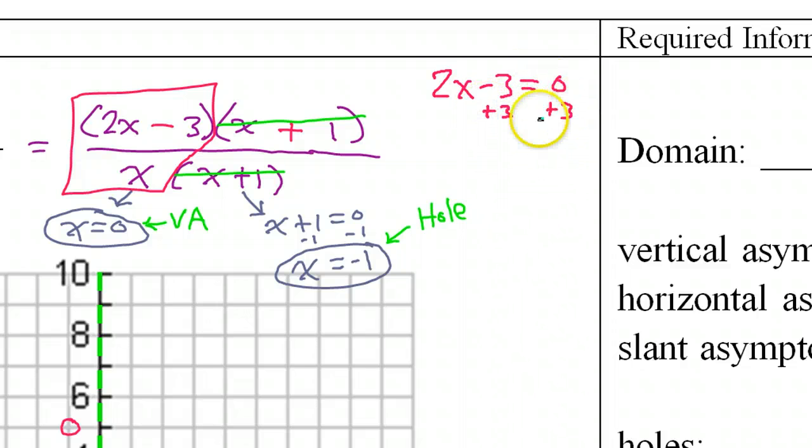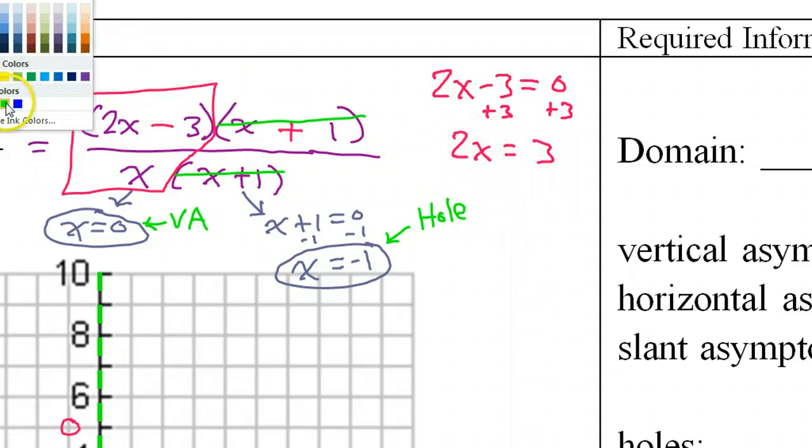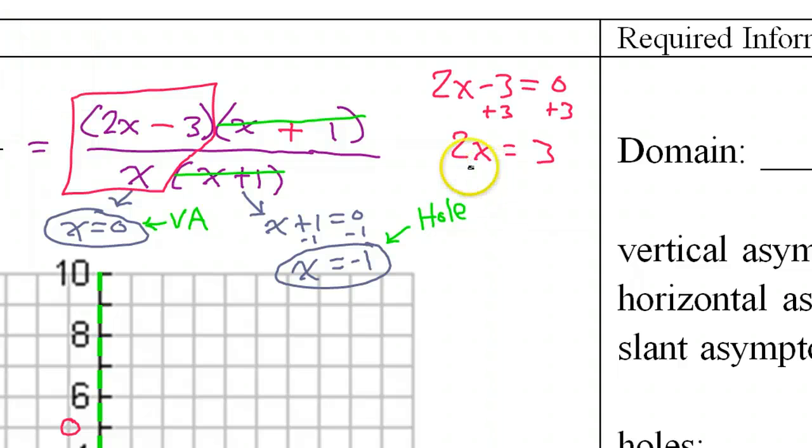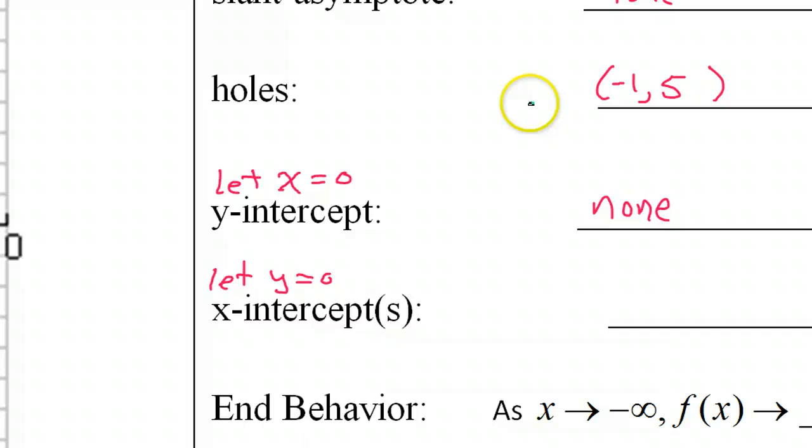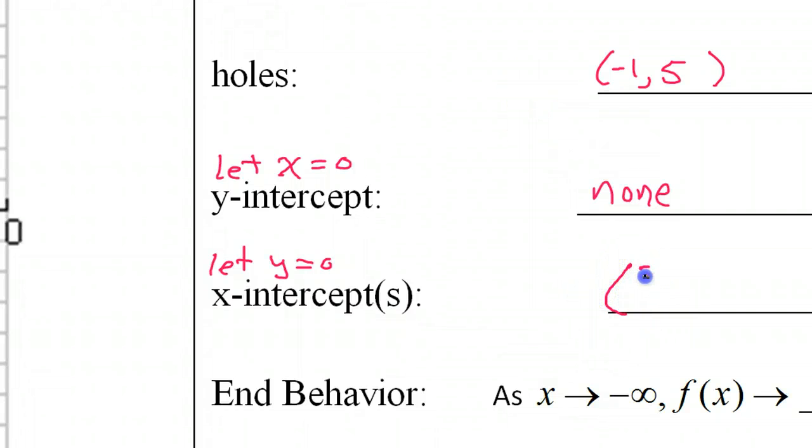Adding 3 to both sides gives me 2x equals 3. Dividing both sides by 2 gives me x equals 3 over 2. So this is my x-intercept. And because it is the x-intercept, I will put it as the x value, and the y value is 0. Let's go ahead and graph this.